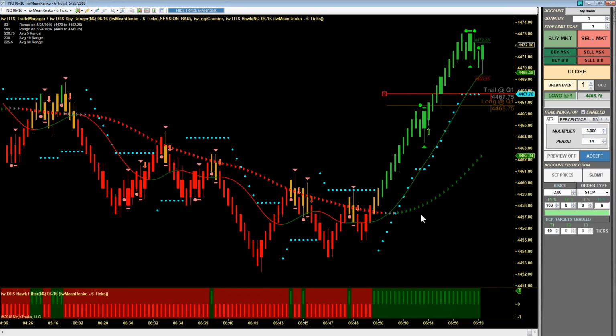Well, we'll stay with the hawk trade here for a little bit, just so you can see how the trade manager is adjusting the stops as the trade progresses. If we get a little bit of traction here and the bulls actually make a good push higher, say they're going to try to get to 4,500.